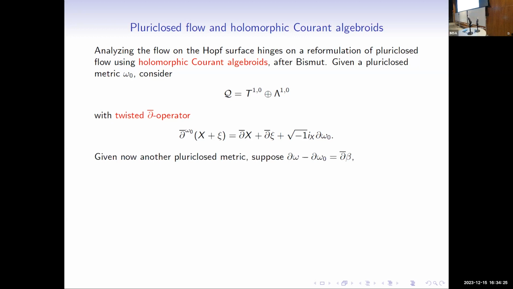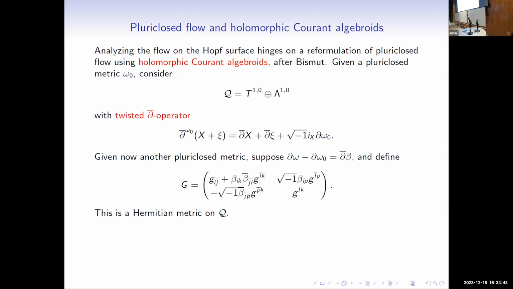Now I'll take another pluriclosed metric. A pluriclosed metric defines a torsion class in H^{2,1}, and I'm just assuming that the torsion class is the same as the one that defines the d-bar operator. So del omega minus del omega naught is d-bar of some (2,0)-form beta. Given that data, I can define a Hermitian metric on Q.